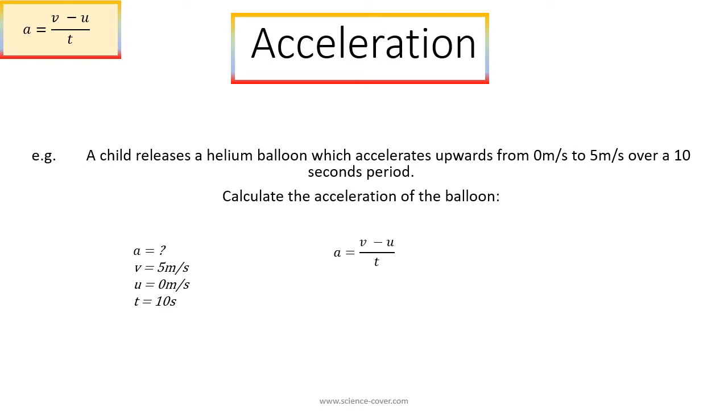We know from the question that v, the final velocity of the balloon, is 5 meters per second. u, the initial velocity of the balloon, is 0 meters per second, and that the change in speed is happening over a 10-second period. We can now substitute these numbers into the equation. This tells us that a is equal to 5 minus 0 divided by 10. And this gives us 0.5. The units for acceleration are meters per second squared.